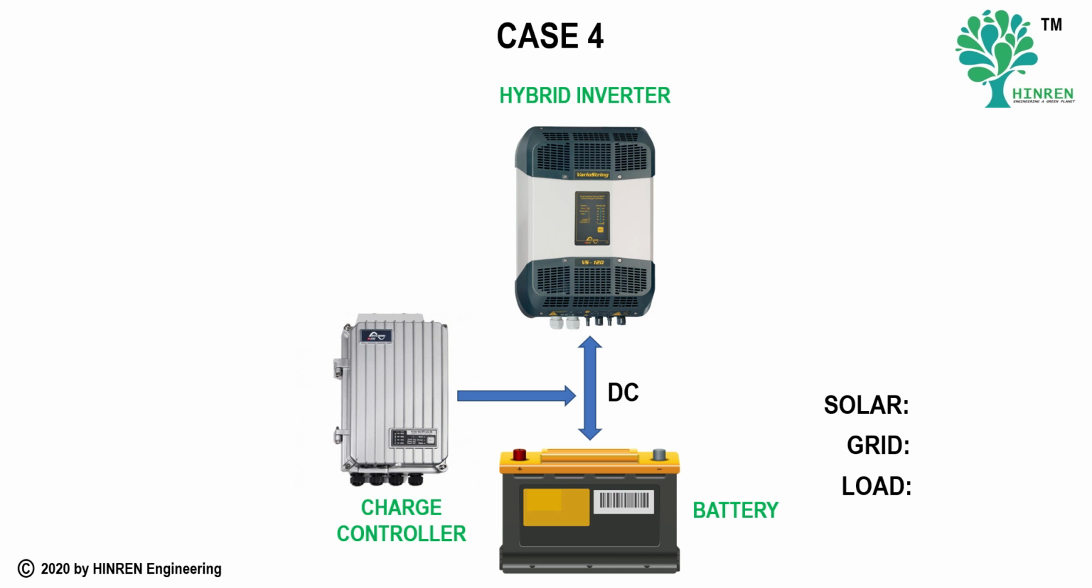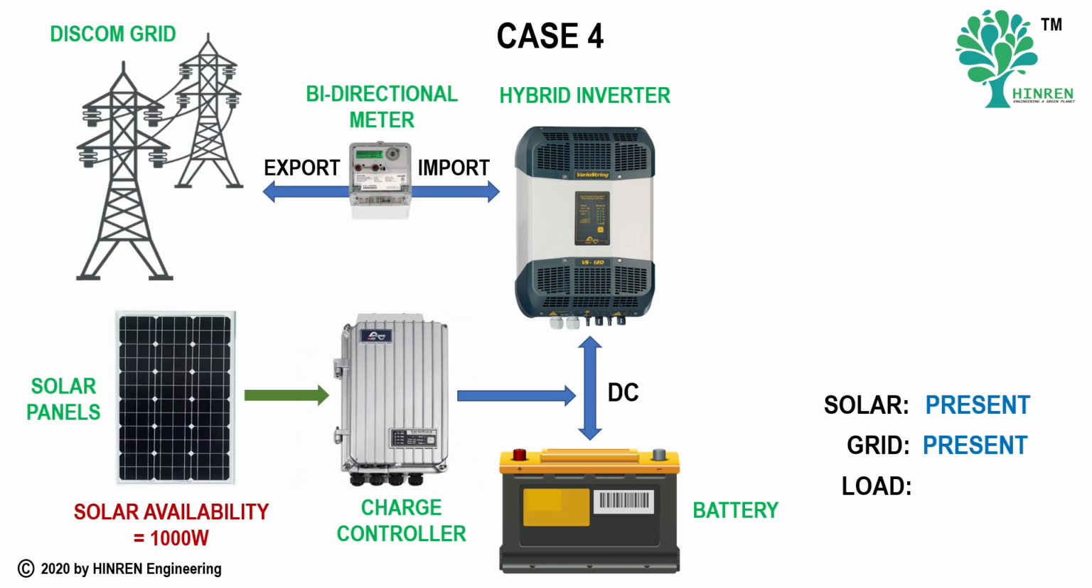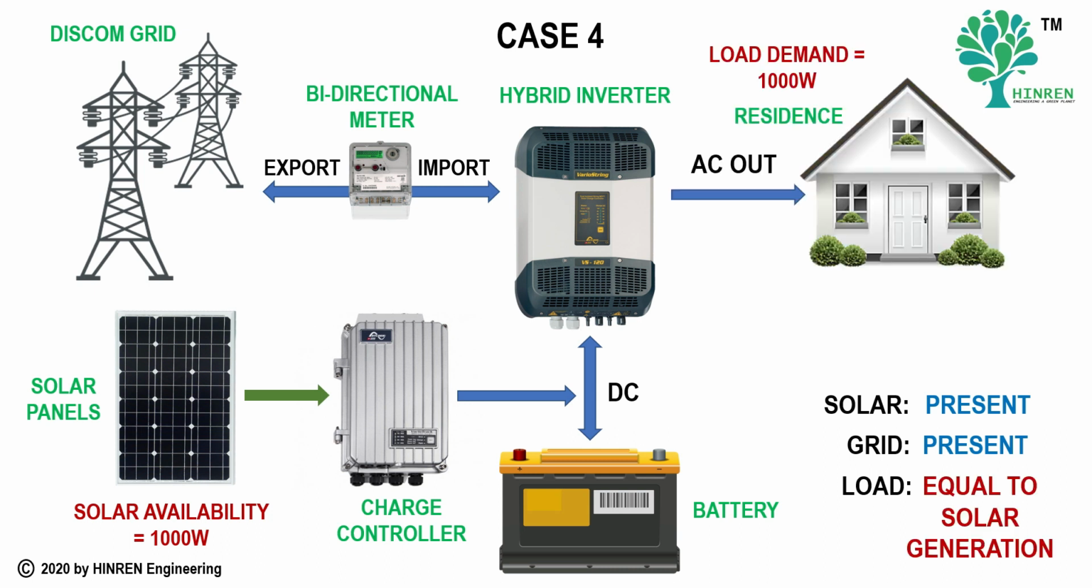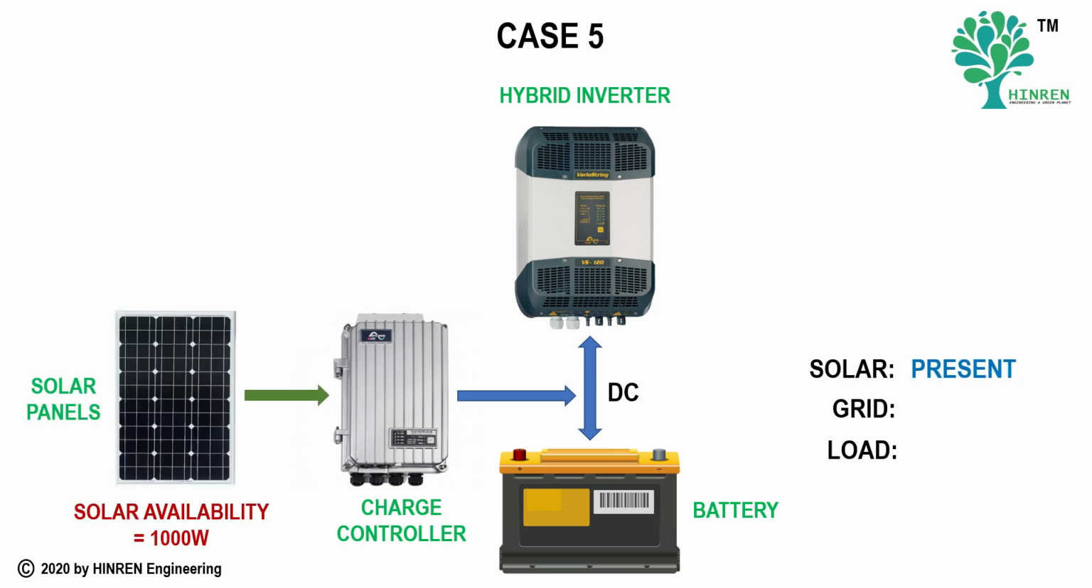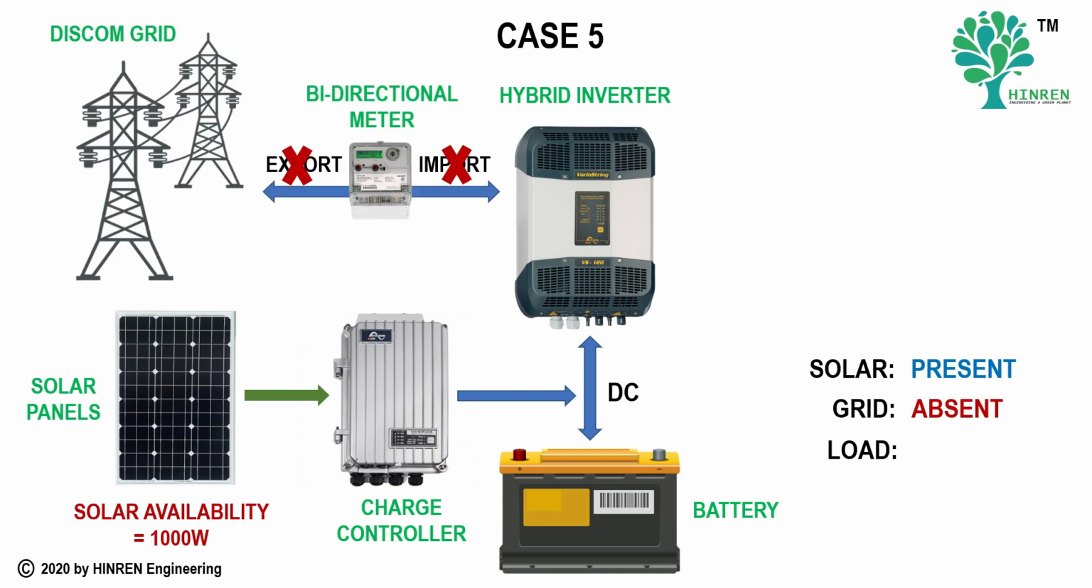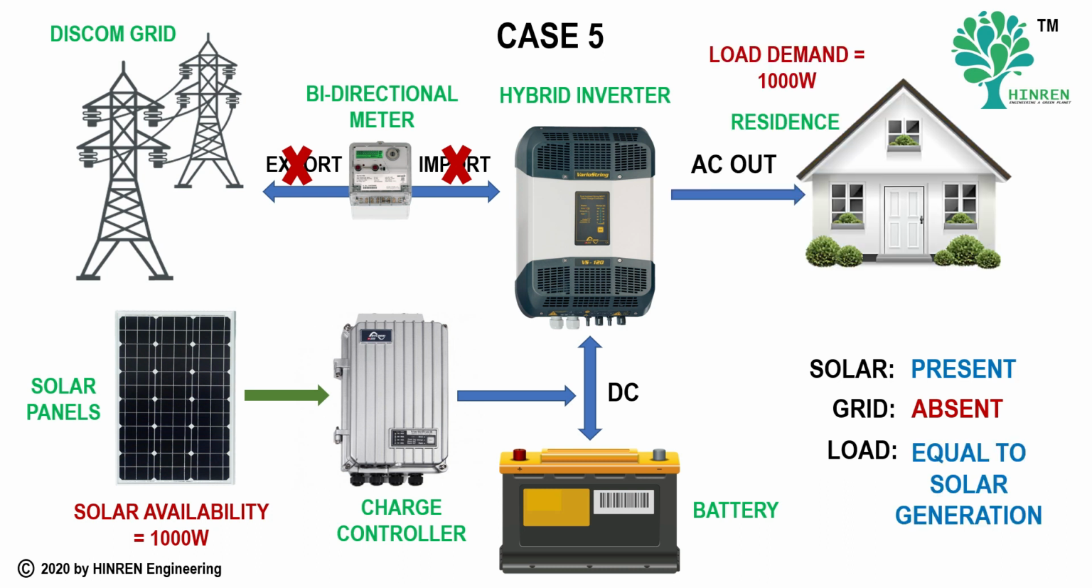We will now come to case 4. Here, solar is available, the grid is also available and the load is equal to the solar generation. So the solar generation is 1000 watts and the load is also 1000 watts. In this case, the entire load is serviced exclusively by the solar panel. So in this case, there is neither energy import nor energy export. Now we come to case 5. In case 5, solar is available, grid is not available, so there is no question of any export or import of energy from the power utility grid, and the load is equal to the solar generation. Here again, like in the previous case, the entire 1000 watts generated by the solar panels is servicing the loads.